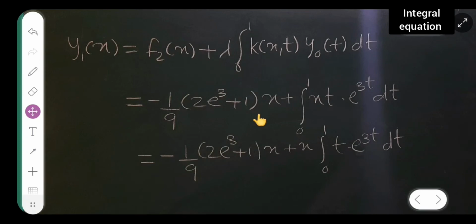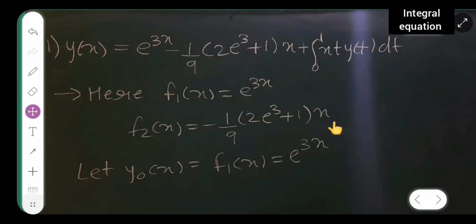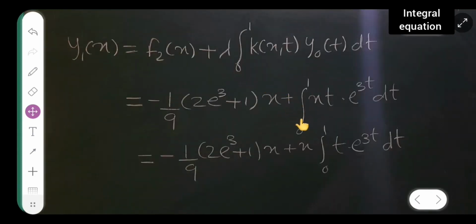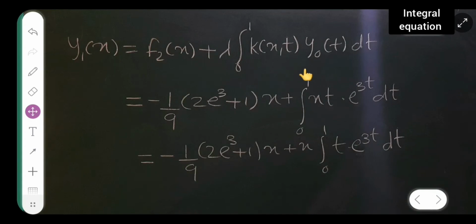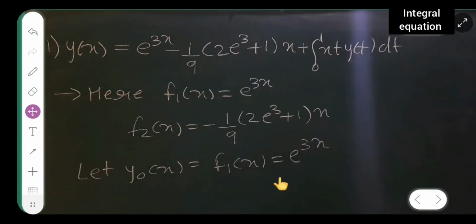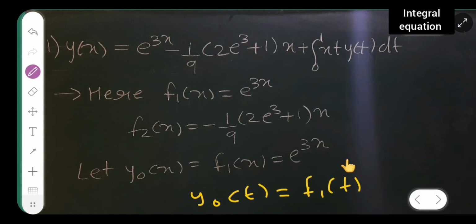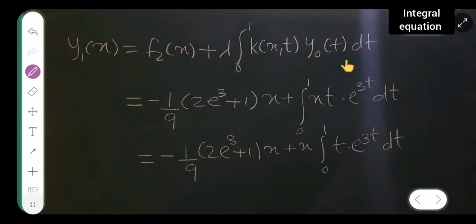Now plus, what is my lambda here? Lambda is 1, right? So then integral from 0 to 1, what is my kernel here? It is nothing but xt, which I have written over here. And what is my y0 of t? y0 of t is nothing but e raised to power of 3t. Suppose it is y0 of t, what I would have got is f1 of t, which is nothing but e raised to power of 3t. So that's what I have done over here.